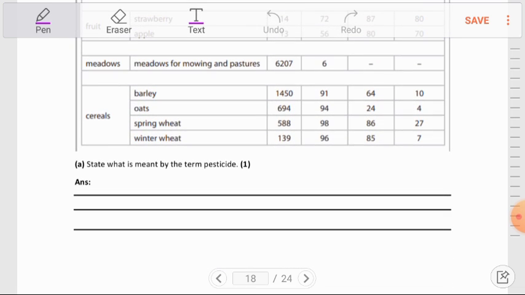Let's move here. It says state what is meant by the term pesticide. We know a pesticide is basically a chemical that kills weeds or unwanted plants. So let's write it down. This is a chemical that kills other pesticides.